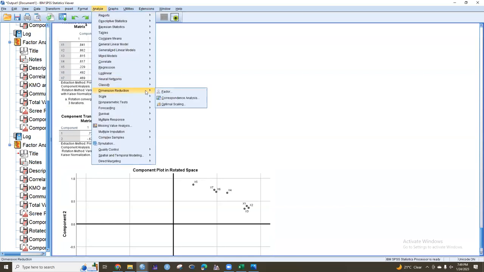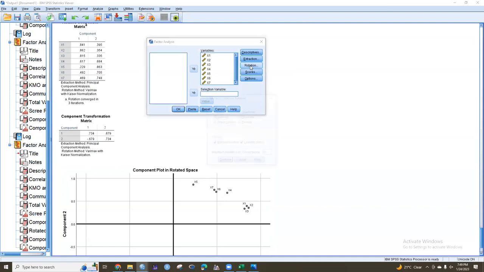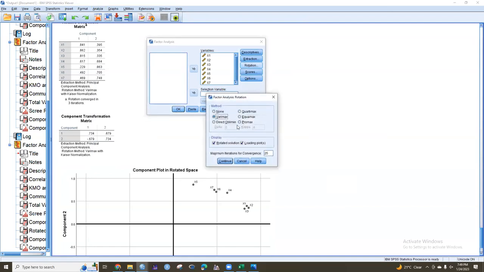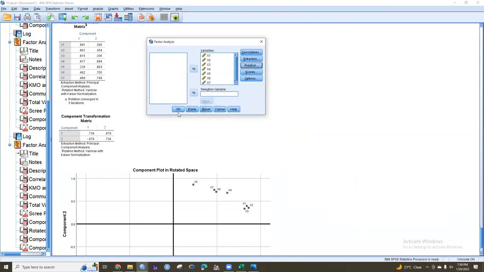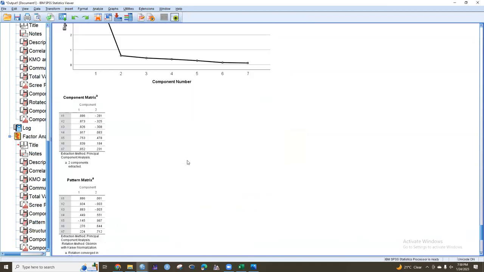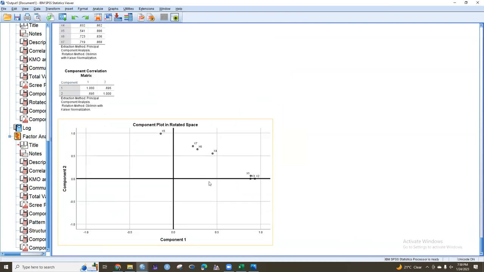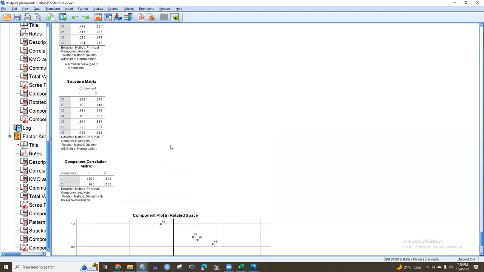If you are not satisfied with that, you can look at other rotations. As I told you, there is also the oblique rotation. If you click Continue and then click OK, this oblique rotation is not at 90 degrees, so you can see that now these are very close here. The factor loadings will be different as you do different kinds of rotation.